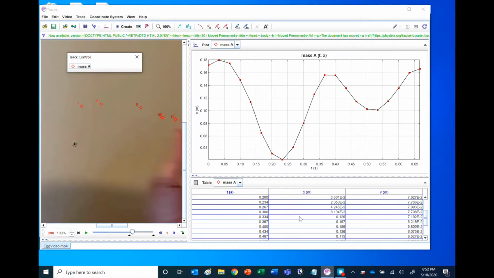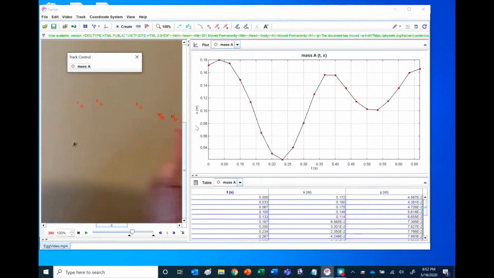And I can also still see the table down at the bottom with the time, the X position, and the Y position. This is now a plot of the X position, that's the horizontal position, as a function of time in seconds, starting with the first frame that I decided to mark. So this gives you the plot of X as a function of t.